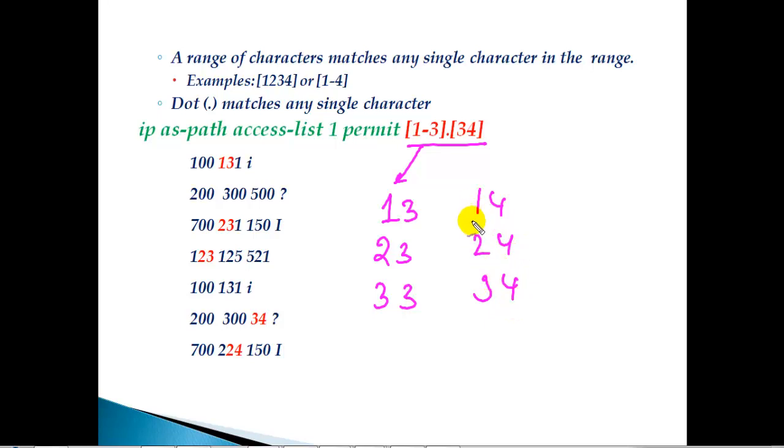Now which means it's going to match all the prefixes like 13, 23, 33, and also it's going to match 14, 24, 34. Okay, so whenever you see dot here, anyone can match here, and again the range hyphen. So it's like a combination.